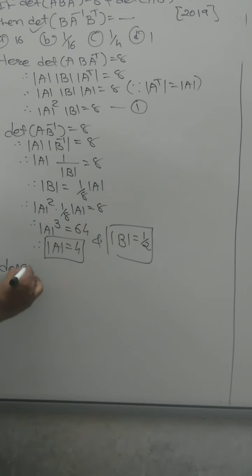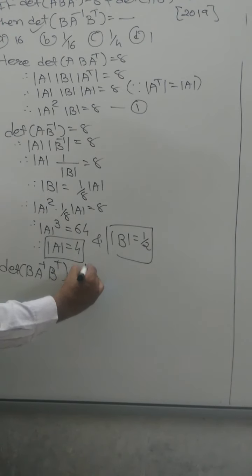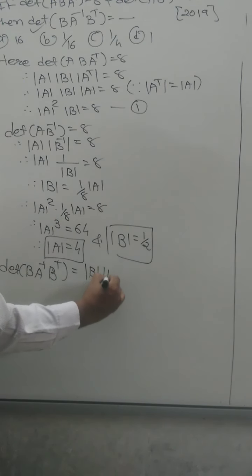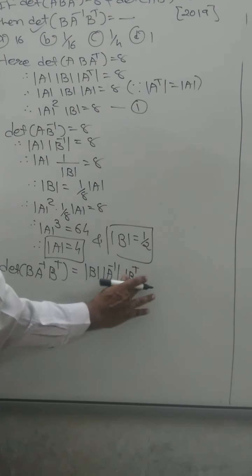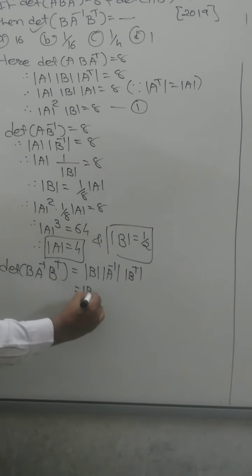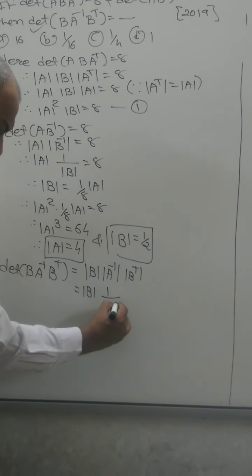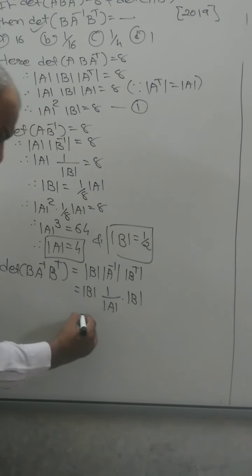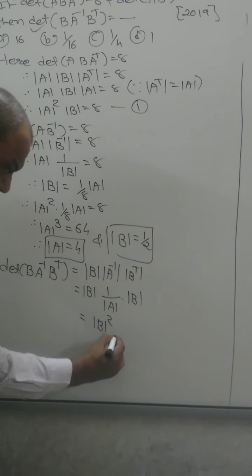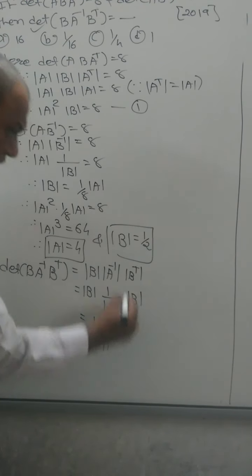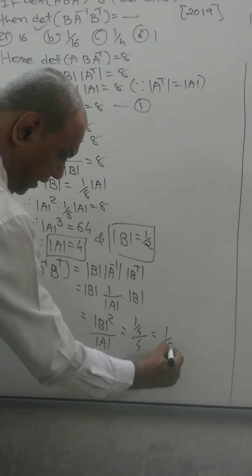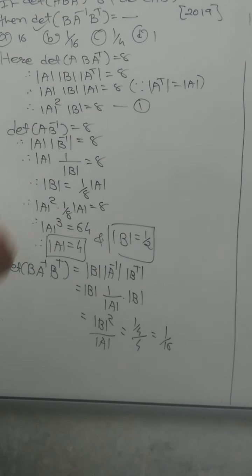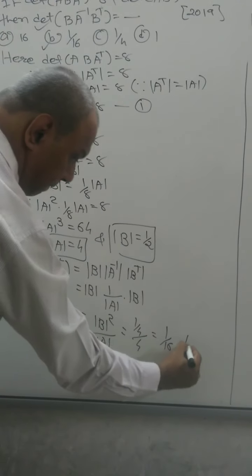Determinant of B A inverse B^T is equal to determinant of B, determinant of A inverse, determinant of B^T. But we know that B^T is equal to B. So determinant of B times 1 upon determinant of A times determinant of B. It is determinant of B squared upon determinant of A. It is 1 by 4 upon 4. It is 1 by 16. So our answer is 1 by 16, option B.